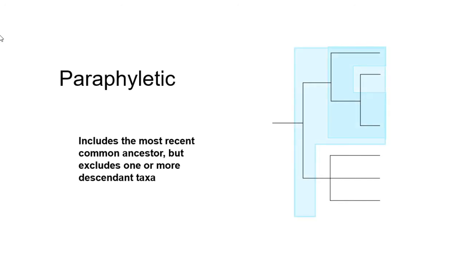So we could reformulate that and we could exclude this whole polytomy at the bottom. Right? And so this second shaded area is also paraphyletic. It includes the most recent common ancestor, and in fact you can see that right here. And it includes some of those descendants. It excludes the polytomy at the bottom. So it excludes those three taxa. And that's a problem.